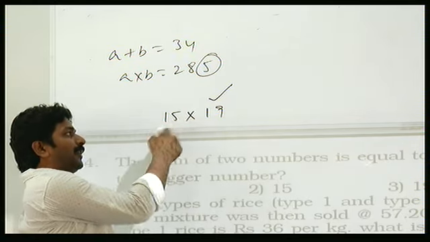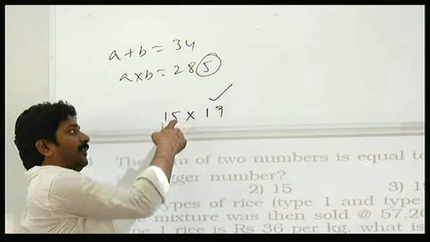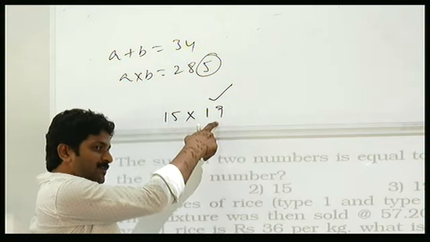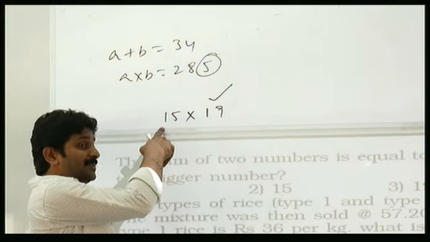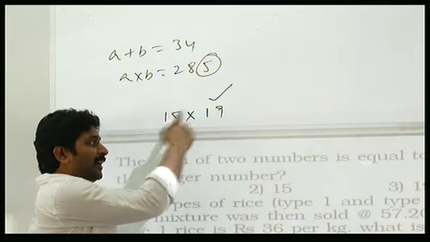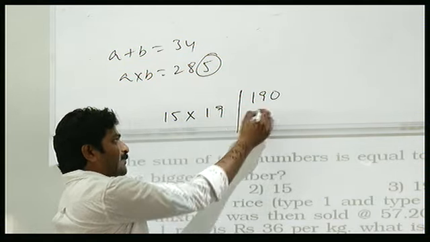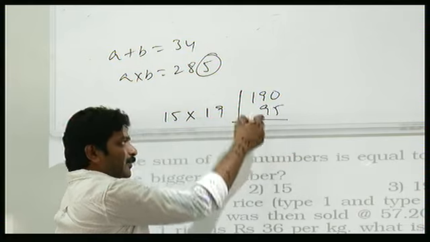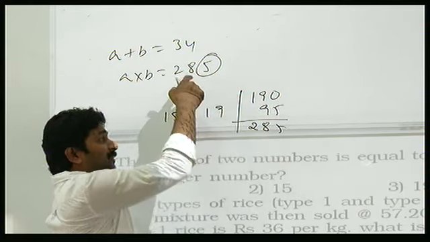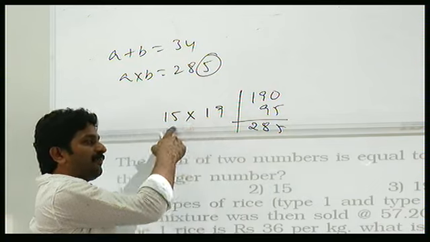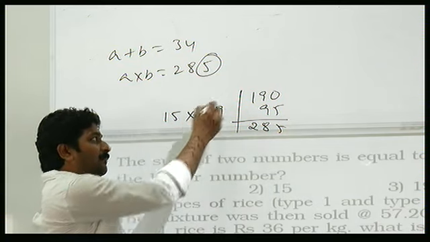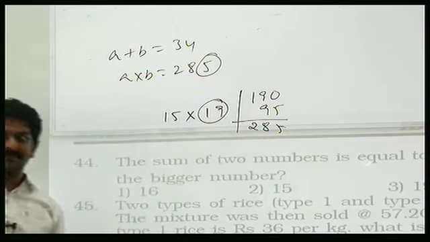Otherwise you can verify the product of two numbers condition also. 15 times 19: 15 10 times, 19 10 times, and then 19 5 times. So 19 10 times is 190, and 19 5 times is 95, the value is 285, satisfied. Hence the numbers are 15 and 19. It asks about the bigger number, 19 is the right answer.